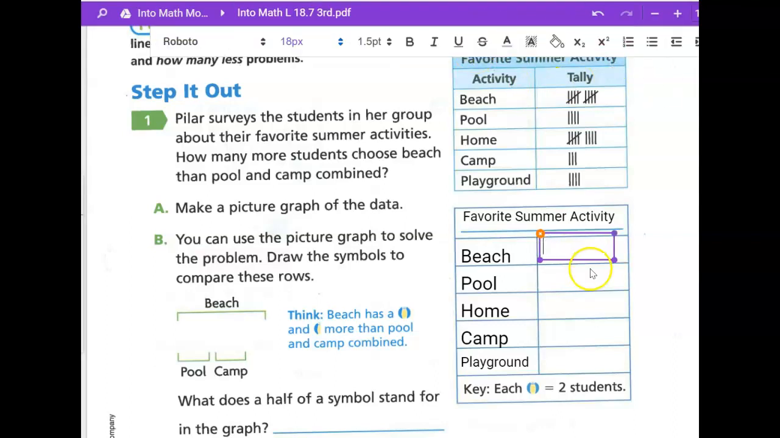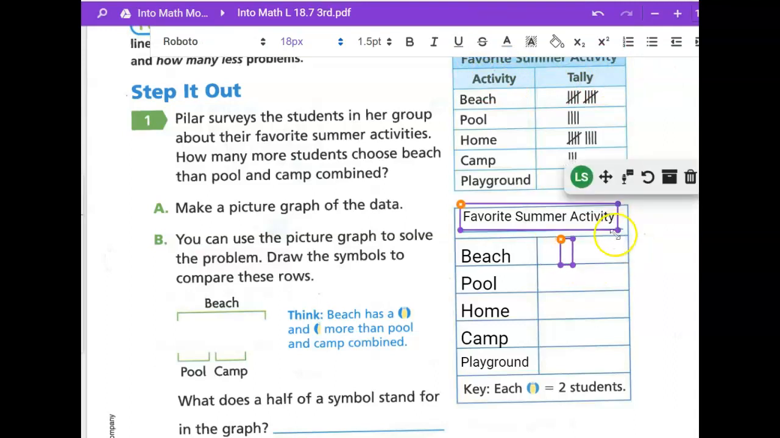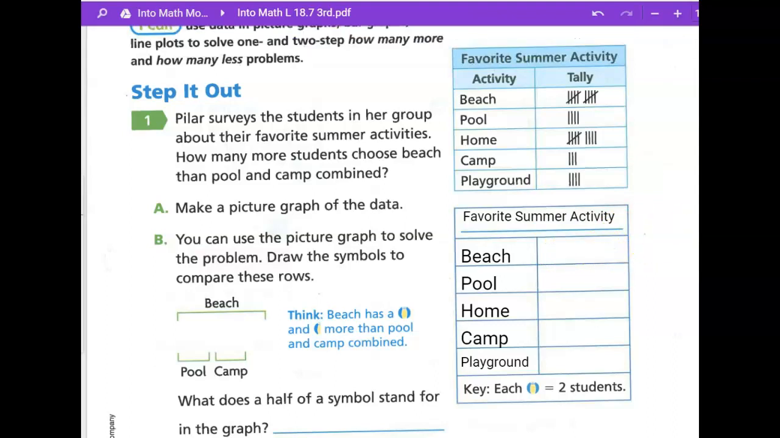How many tally marks are in by beach? 10. Oh, we got to make faces, not numbers. What are we going to use for our... All right, we're going to look at the key at the bottom. Each beach ball equals 2 students. So there are 10 tally marks by beach. How many beach balls or circles are we going to put, Dawson? We could put the beach balls until we get to the 4 and then do a half one. Okay, because we need 5, right?